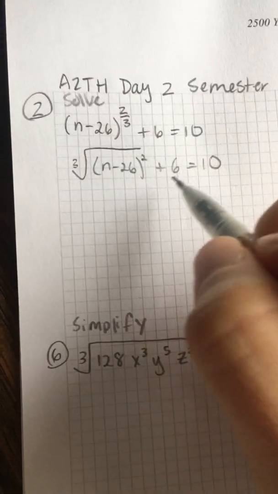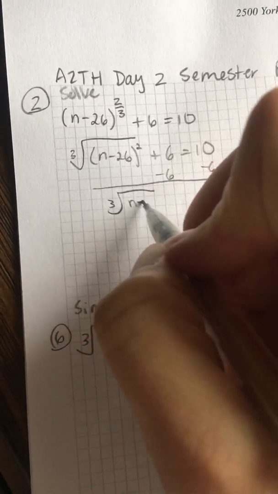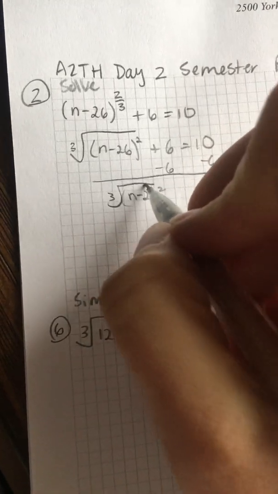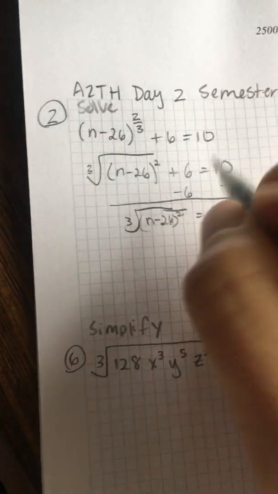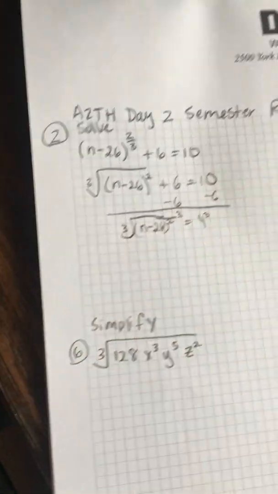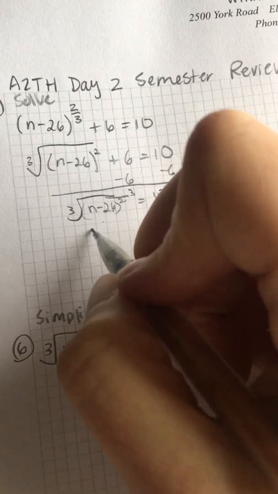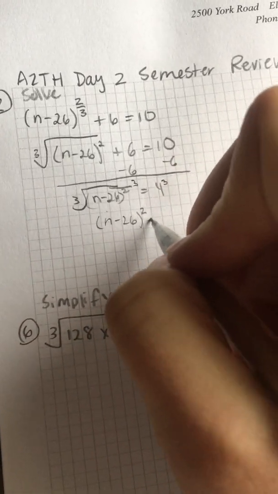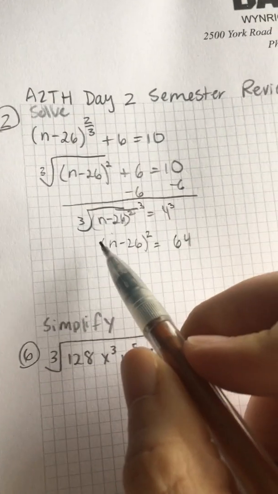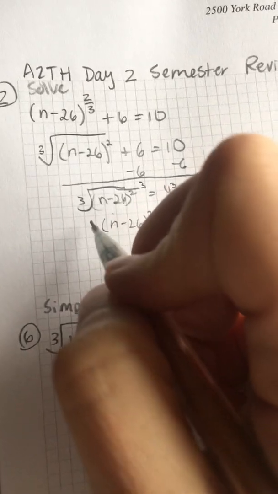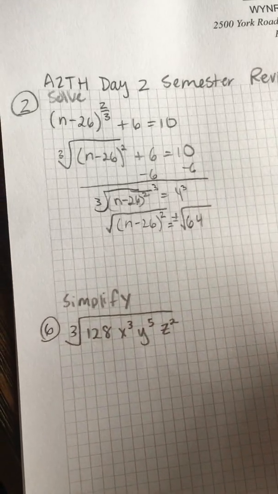Isolating the root, I'm going to subtract over 6. I'm going to get the cube root of n minus 26, that quantity squared, equals 4. Now to get rid of the cube root, I have to cube both sides. My power sheet says 4 cubed is 64. So I get the quantity n minus 26 squared equals 64. Now to get rid of something that's squared, I can root or use a rational exponent, take it to the 1/2. But 1/2 power and root mean the same thing. I'm physically rooting, so I'm going to think plus or minus here.